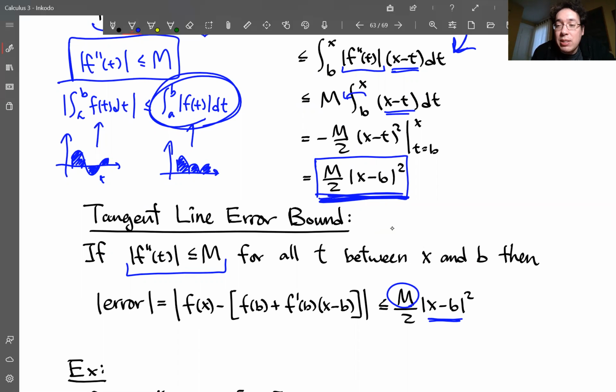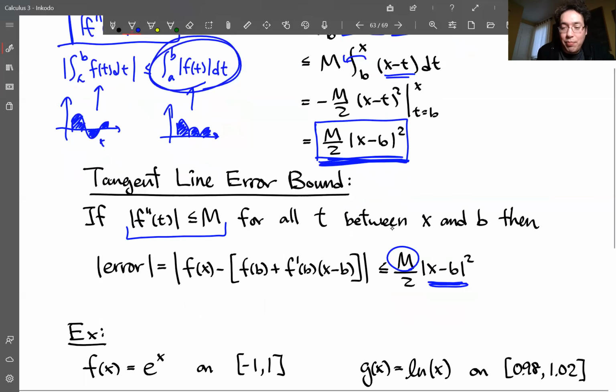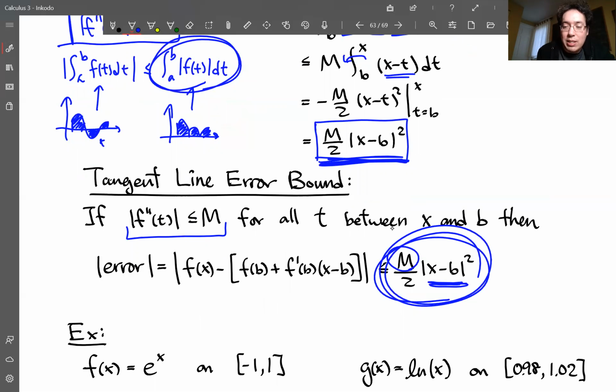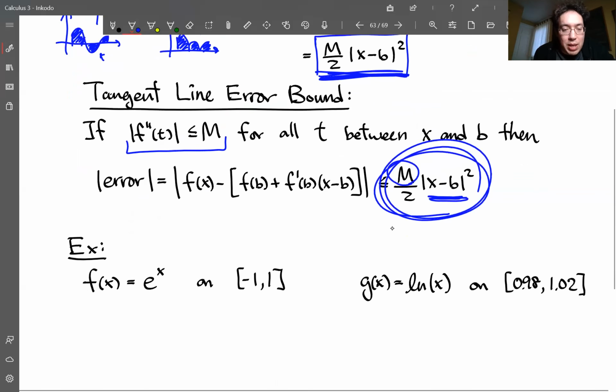And x minus b is the distance from where it's tangent at, right? So it's tangent at the value b. So if x minus b is small, then you're close. And a small number squared is going to be even smaller, right? So that error is going to be much, much smaller if x is very close to b. And this formula gets at exactly how close it gets. Okay, let's use this formula in practice.